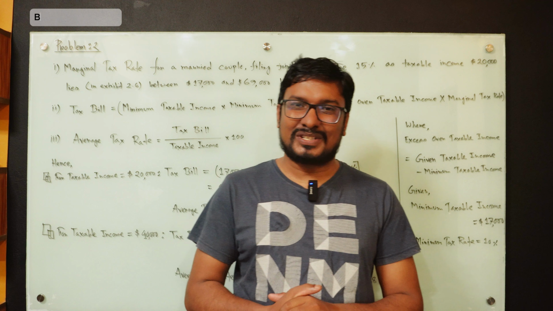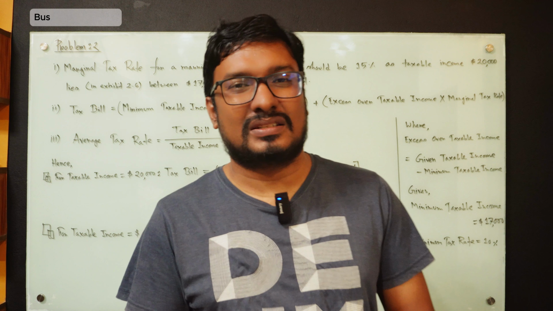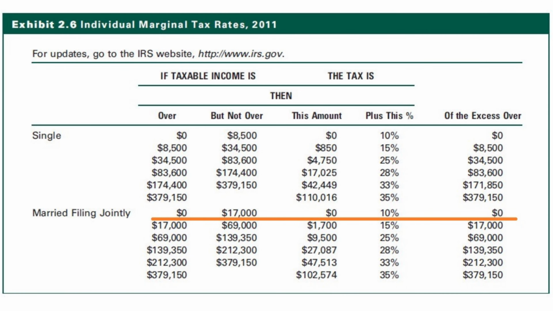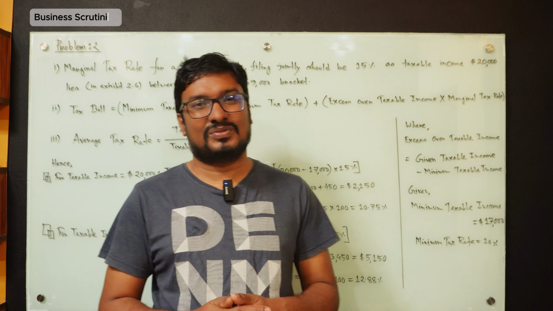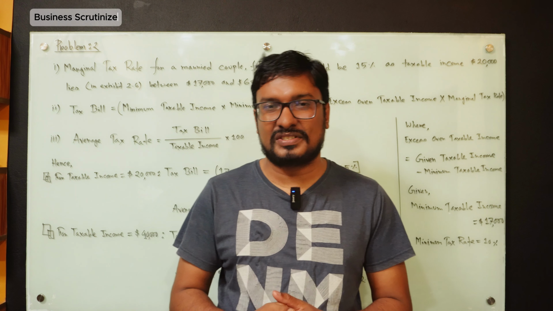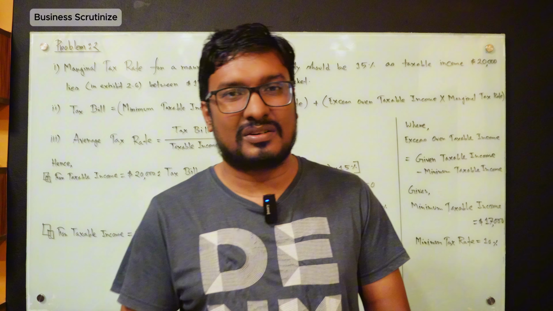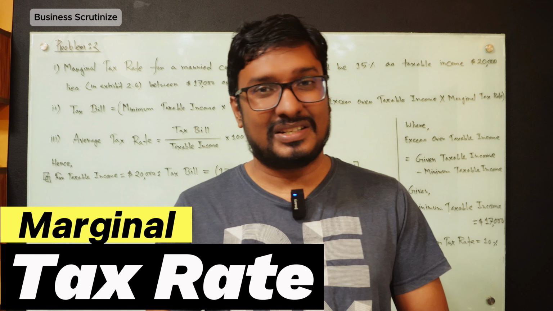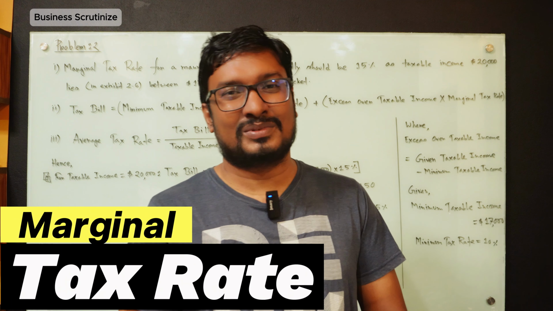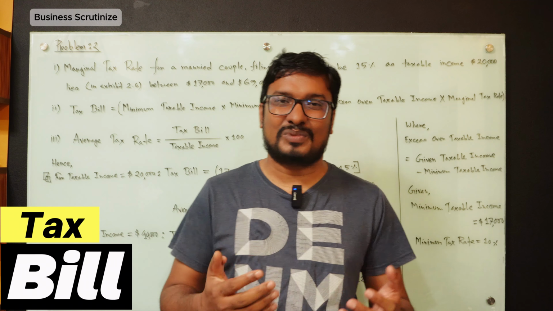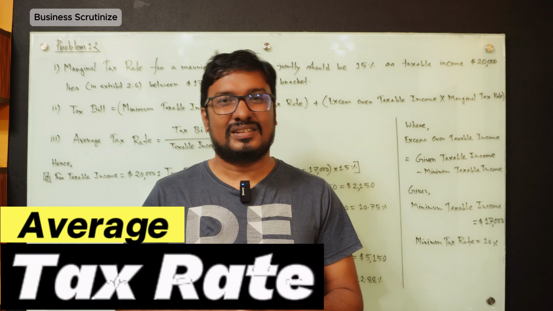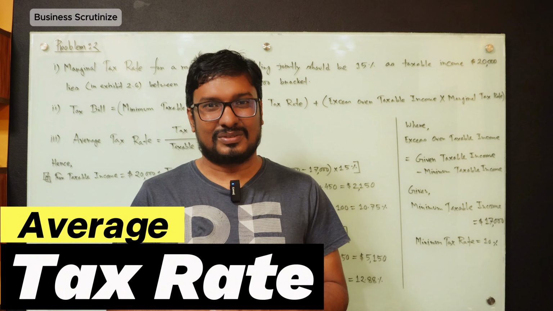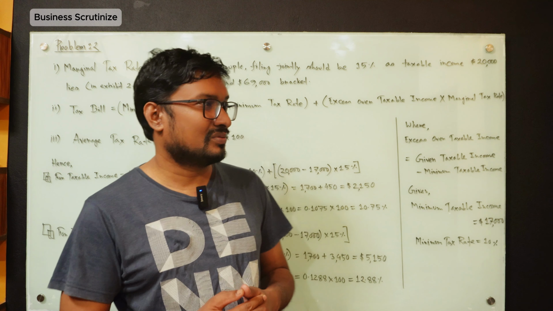To solve problem number 2, we have to follow Exhibit 2.6 first. There we have given different amounts of taxable income and their related tax rates. In this problem, we have to find three different requirements. First, we have to find the marginal tax rate. Next, we will compute the amount of the tax bill. And last, we'll see how to measure the average tax rate. So we have three requirements to find.